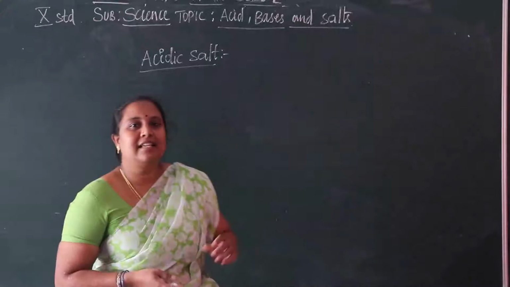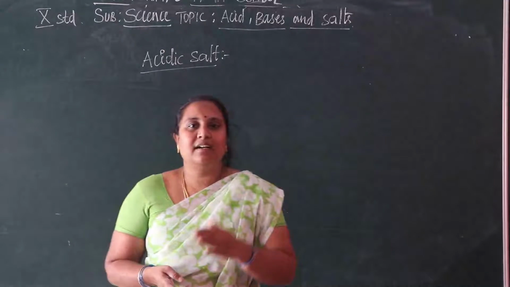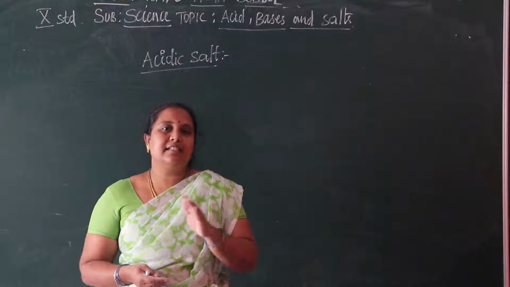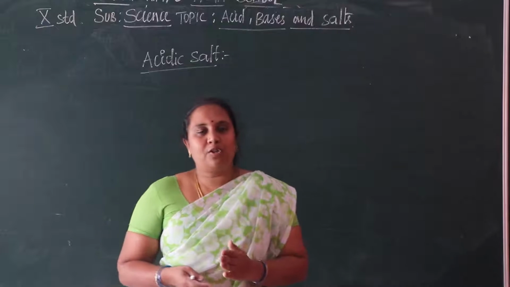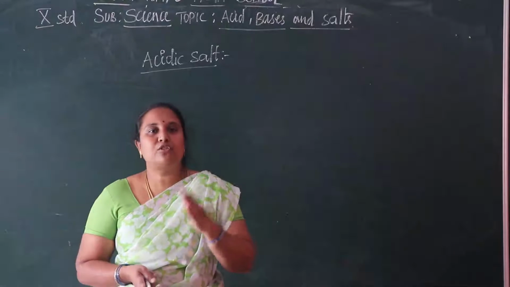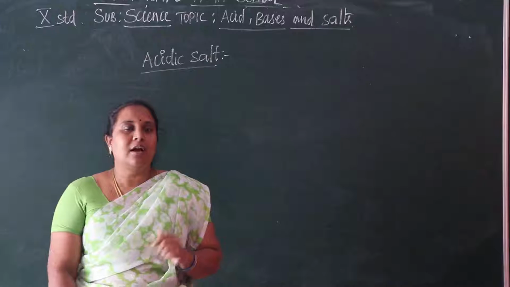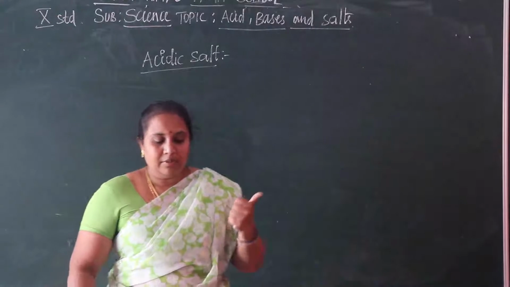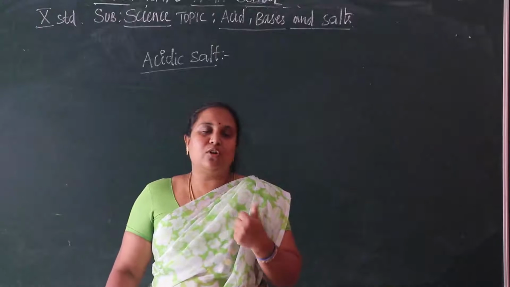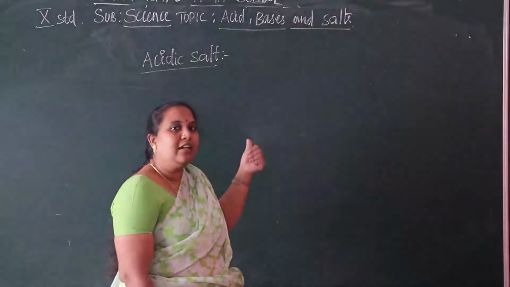So now let us see acidic salt. Till now we saw neutral salt. Neutral salt is the formation of strong acid and strong base. The reaction between strong acid and strong base gives the neutral salt. But here we have the reaction between strong acid and weak base. Strong acid and weak base, we get acidic salt.